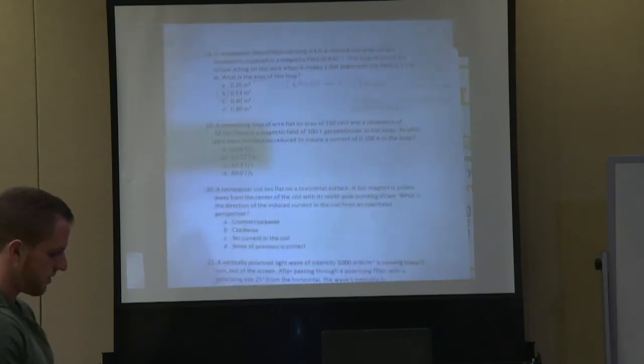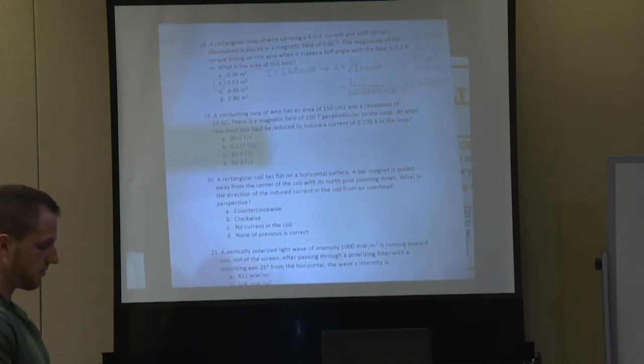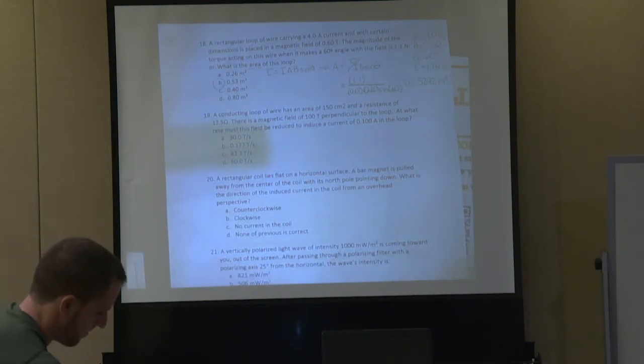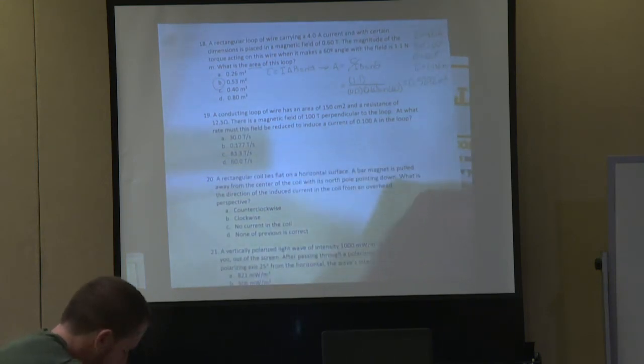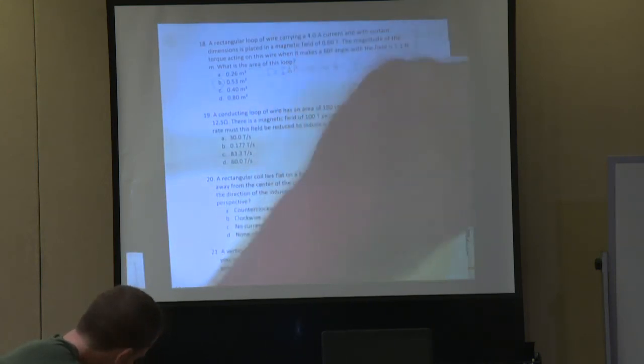Number 19, a conducting loop of wire has an area of 150 centimeters squared and a resistance of 12.5 ohms. There is a magnetic field of 100 teslas perpendicular to the loop. At what rate must this field be reduced to induce a current of 0.1 amps in the loop? So, I'm going to begin by writing out our givens.